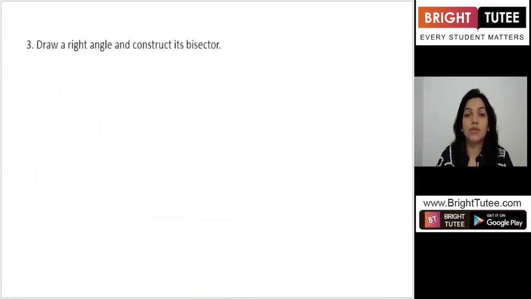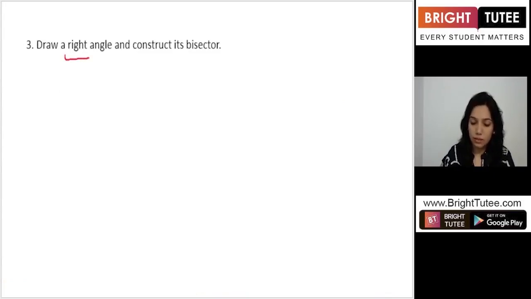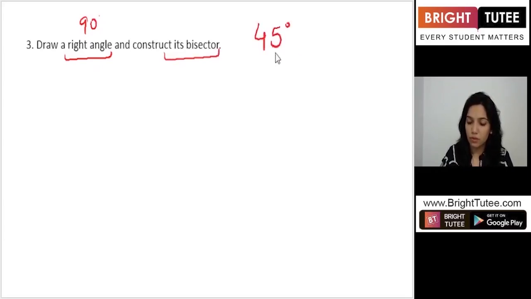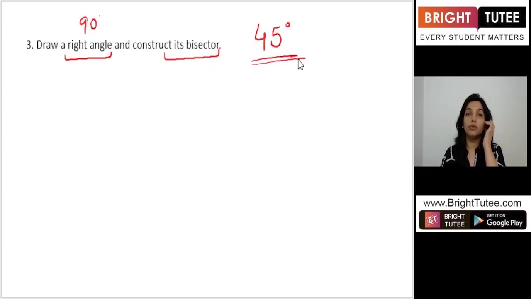Now it says draw a right angle and construct its bisector. So a right angle measures 90 degrees, right? So we are going to draw a bisector of it. Bisector means half of it. What is half of 90? 45 degrees. So what angle are we going to draw? We are going to draw an angle of 45 degrees measure, right? So how can we draw it?